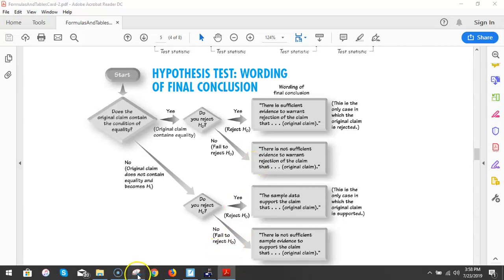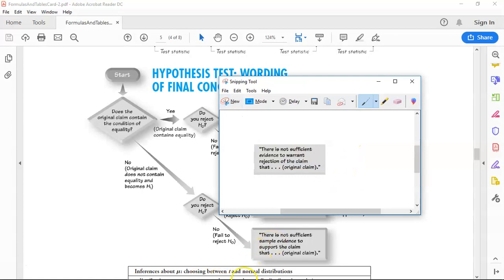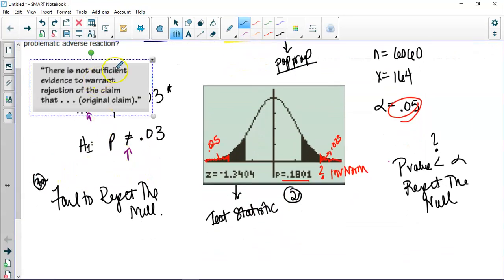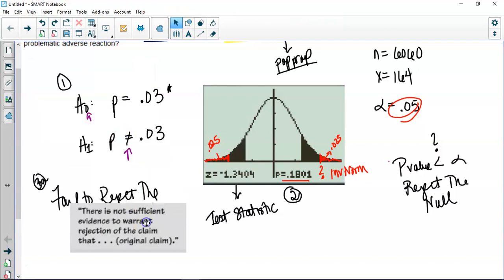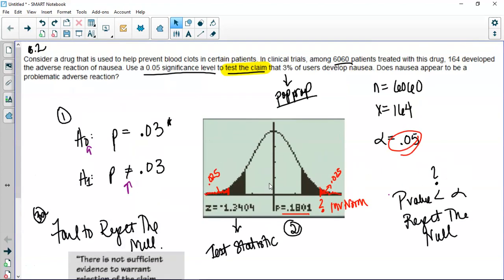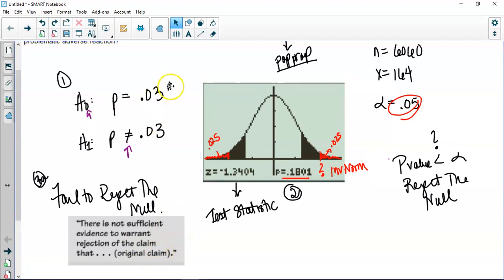So the magic sentence is, and let me grab it and bring it over to the other side. There is not sufficient evidence to warrant a rejection of the claim that, I'm going to scoot down a little bit, and I'm going to put this right here. There is not sufficient evidence to warrant the rejection of the claim that 3% of the users develop nausea. And that is how you do a hypothesis test for population proportion. I know the sentence is the hardest part. Star the claim, and then you'll be able to at least answer one of those questions a little bit easier.